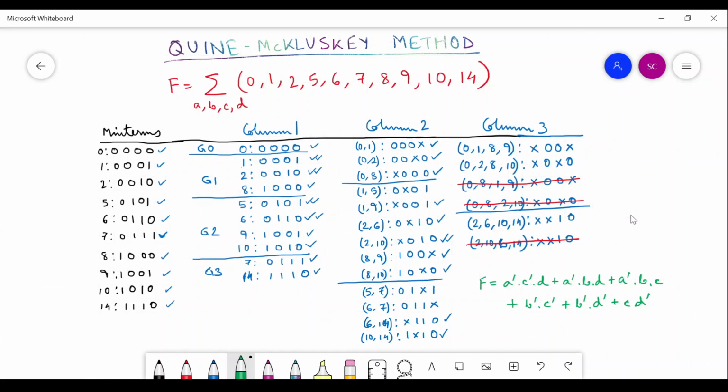Hello everyone. So today's lecture is devoted to another method of reducing the Boolean expressions. So if you have a function given to you, you are supposed to first find out the minimal expression and then prepare the logic gate circuit for that expression.